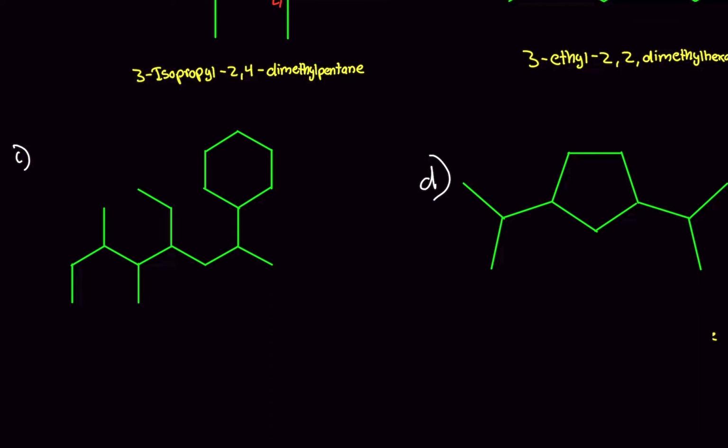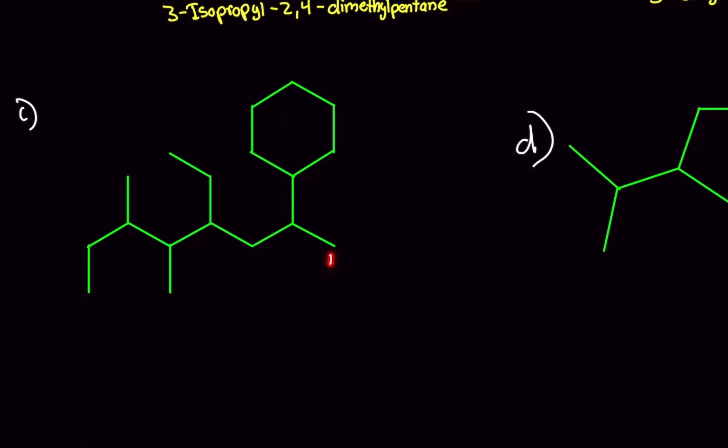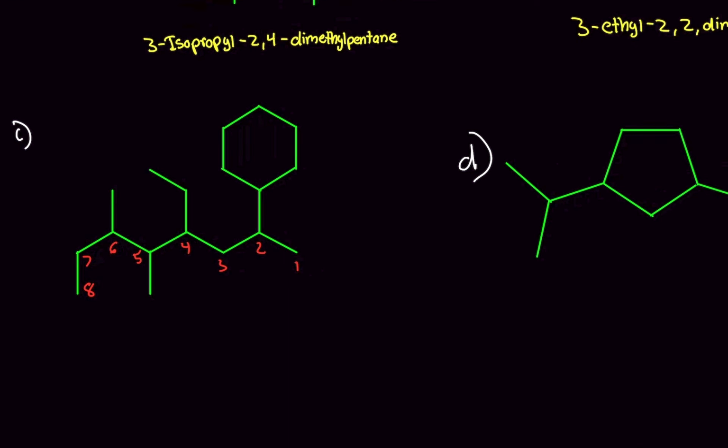So the order is going to be this. 1, 2, 3, 4, 5, 6, 7, 8. Okay, so it's an octane. Okay. How do we name this? How do we name this big, huge chunk here?